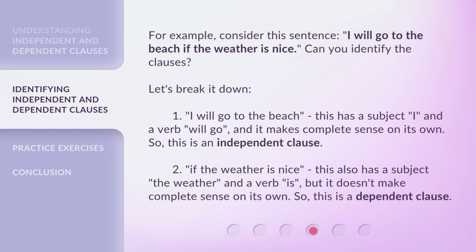For example, consider this sentence: I will go to the beach if the weather is nice. Can you identify the clauses? Let's break it down. 1. I will go to the beach. This has a subject, I, and a verb, will go, and it makes complete sense on its own. So, this is an independent clause.